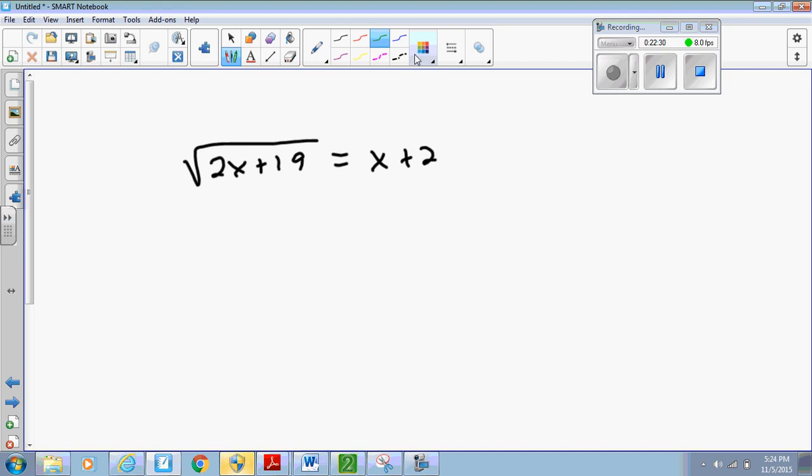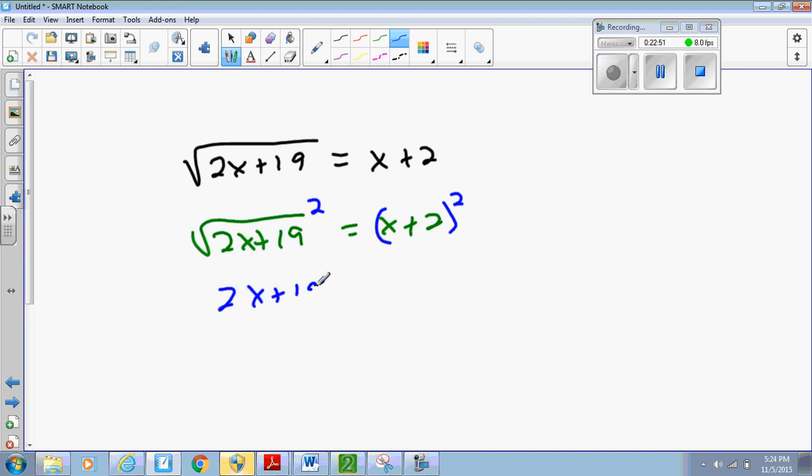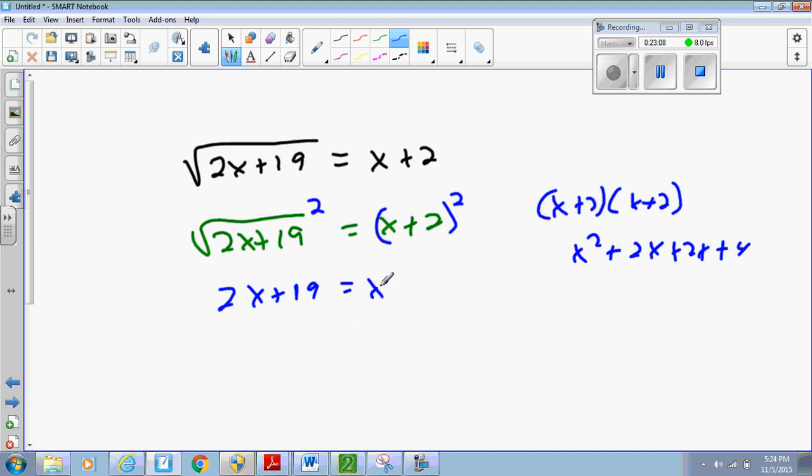When I square this side, let's just write this again. When I square both sides, it looks like this. I've got to square the right side, which means I'm going to have to FOIL that, multiply the binomial. So these cancel, and I've got 2x plus 19 equals x plus 2 times x plus 2. I'll do that separately: x squared plus 2x plus another 2x plus 4. So that's going to be equals x squared plus 4x plus 4.